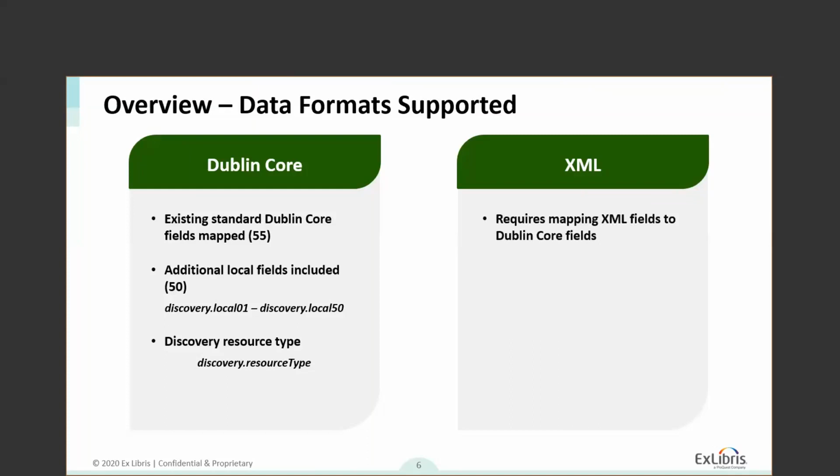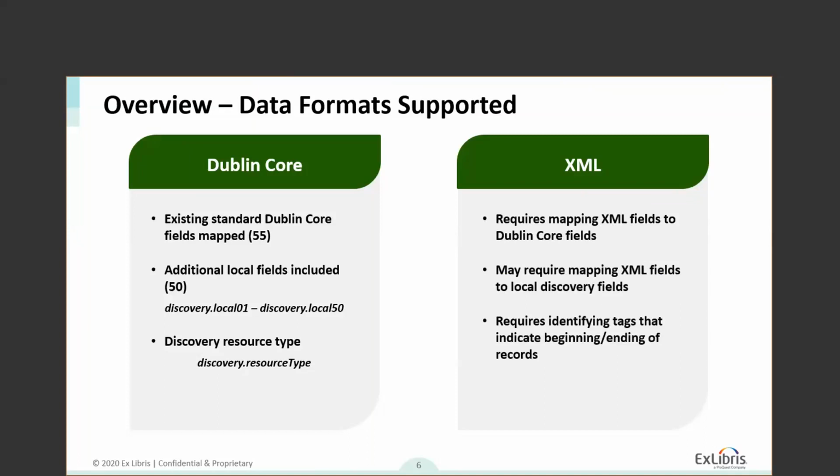You can also use generic XML. It's more work to configure because you need to do that mapping to map the XML fields to the standard Dublin Core fields. And it may also require mapping to discovery local fields as well. And then you would need to identify the tags that indicate the beginning and ending of the records, so that Alma is able to parse it as the record is imported in. We're not going to go through the generic XML process today. We're going to look at Dublin Core, but it is an option to use XML.